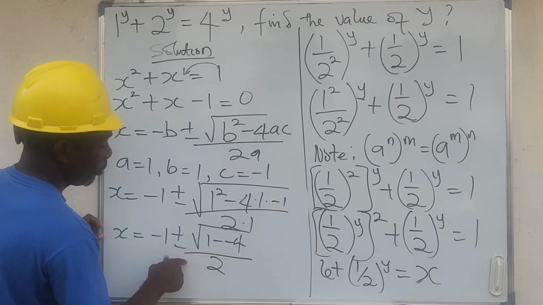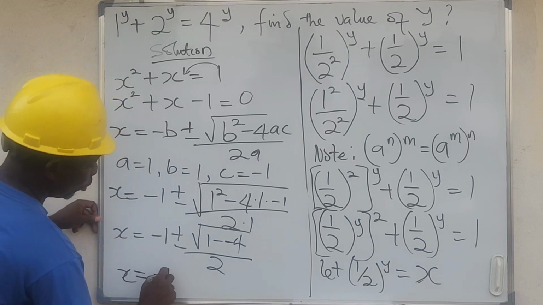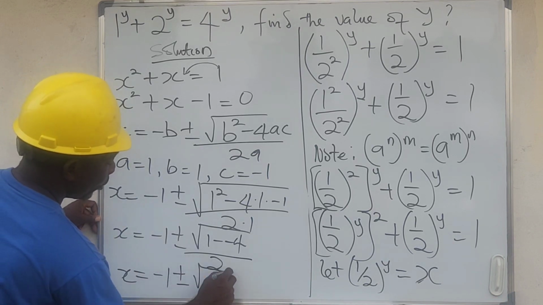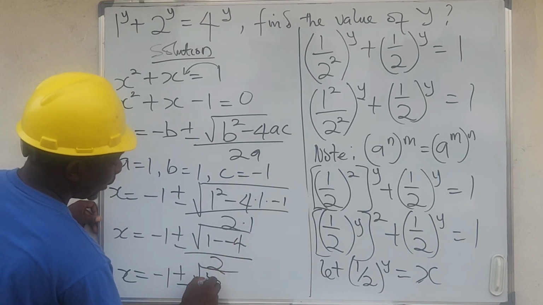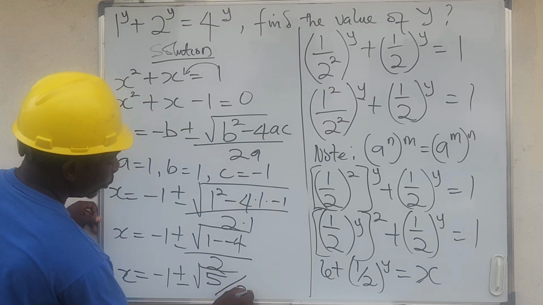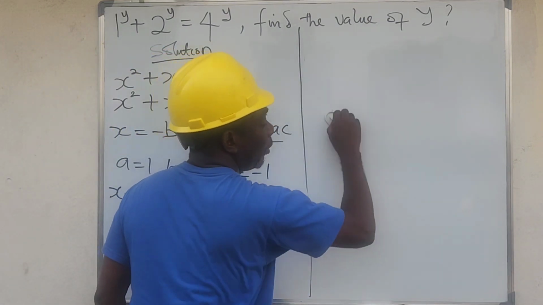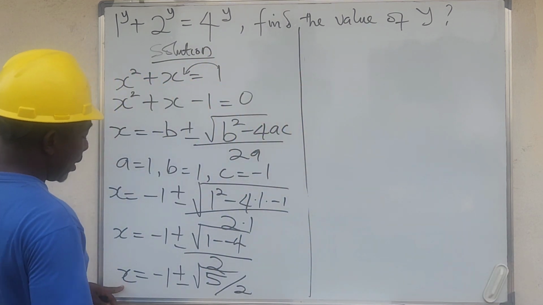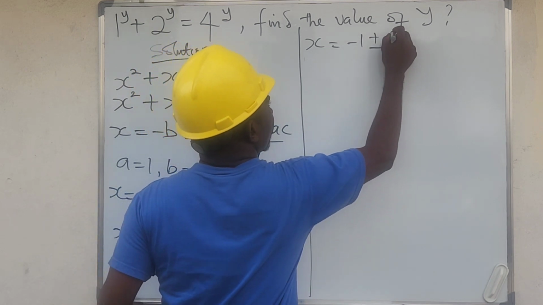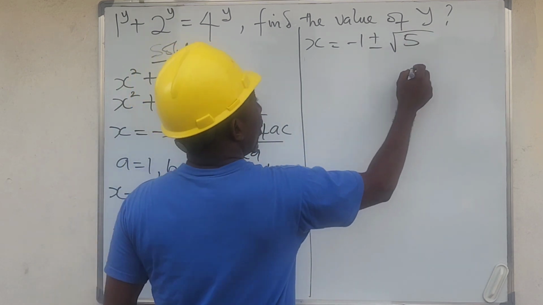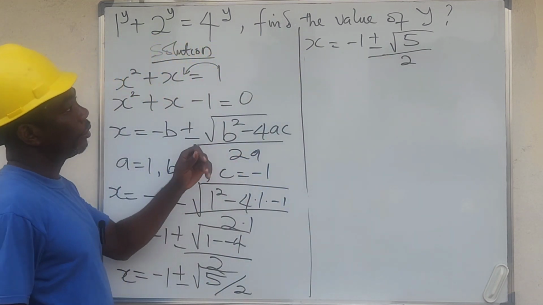So this will become, this is the same thing as x equals minus 1 plus or minus square root of minus 1 minus minus 4 is 5, all over 2. So we move over to this other side by cleaning here. As we said, we have x equals minus 1 plus or minus square root of 5 all over 2. So this is what we have.